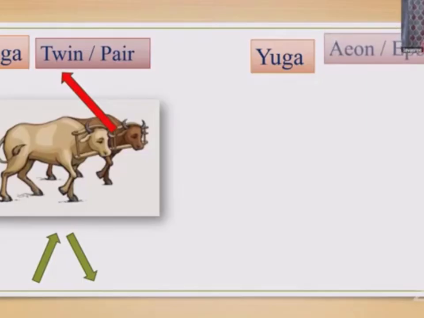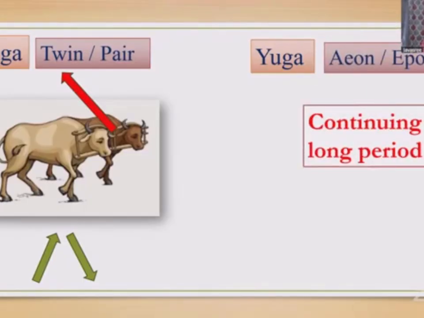Whereas yuga also means eon or epoch. In this, it's a continuing long period. There is no break or there is no connection as such between two entities. It's just a single entity. It's going on forever. So this is an epoch. For example, I say Kaliyuga. Kaliyuga has 4,32,000 years. There is no variation between this year and the next year or the year after.